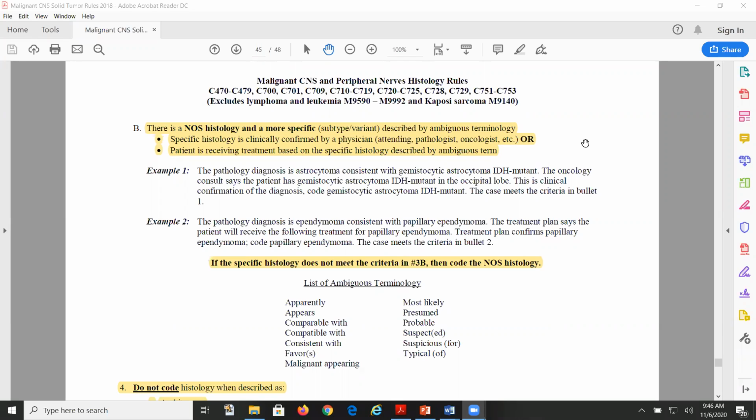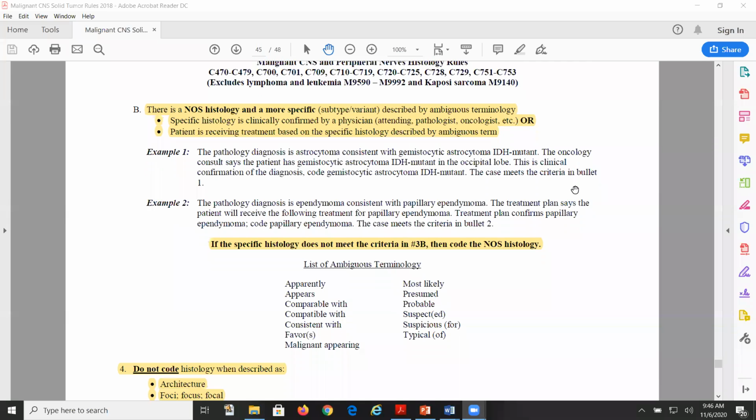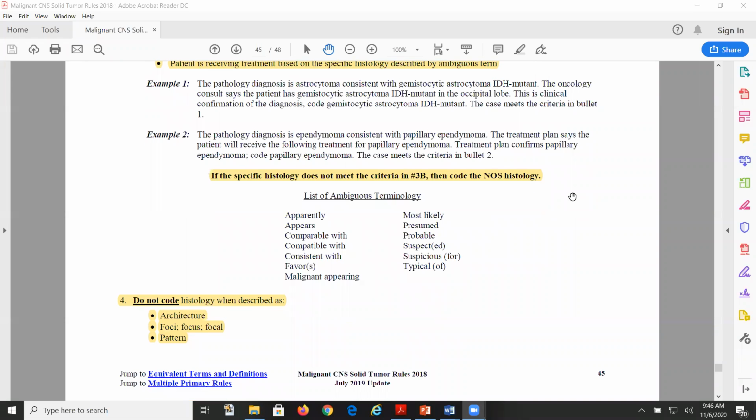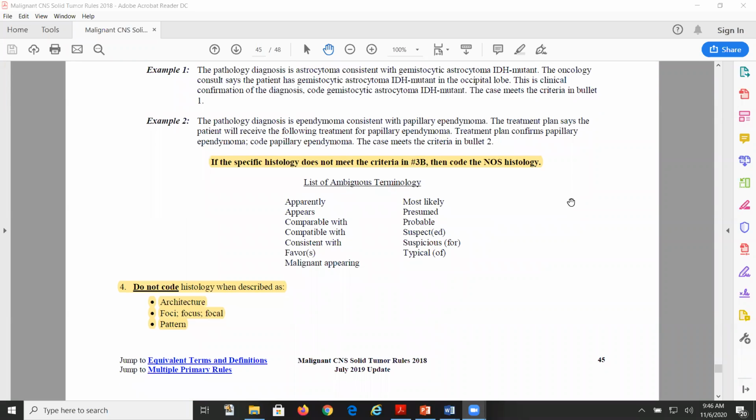So this has been the hardest thing for registrars to unlearn. You do not code a histology described by ambiguous terms unless it's the only thing you have in the medical record, or it is confirmed by the physician or the patient's treatment. In here, we see our list of reportable ambiguous terms. And then our last instruction for histology: do not code histology when described as architecture, foci, focus, focal, or pattern.